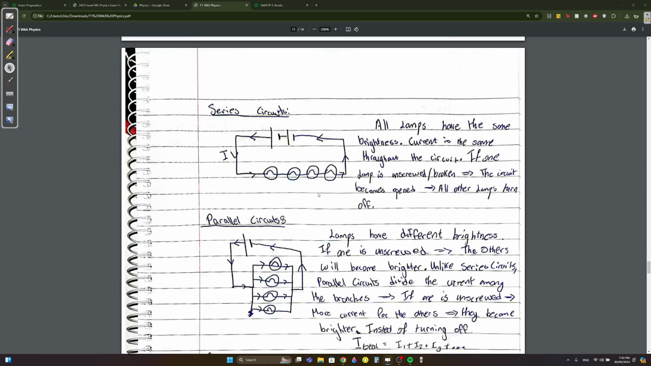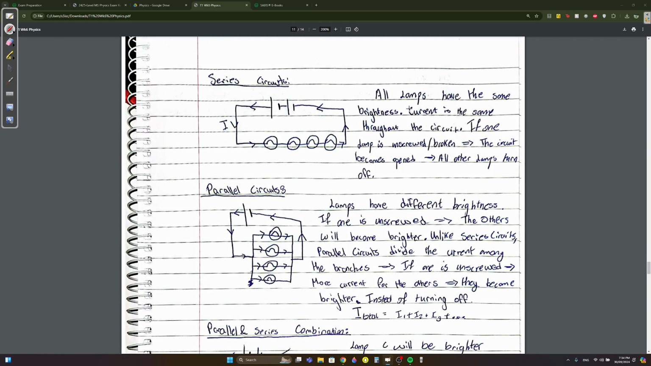Series circuits. This is grade 7 physics. In series circuits, all lamps have the same brightness because in series circuits, current is the same. If one lamp is unscrewed or broken, what's gonna happen to all of them? The circuit's gonna be opened and all the other lamps turn off. However, in parallel circuits, lamps have different brightness. If one of them is unscrewed, the others will become brighter instead of turning off. Why? Because unlike series circuits, parallel circuits divide the current among the branches. If one is unscrewed, there's gonna be more current left for the others, right? And therefore they become brighter instead of turning off. I total is equal to I1 plus I2. So let's say you have I here.